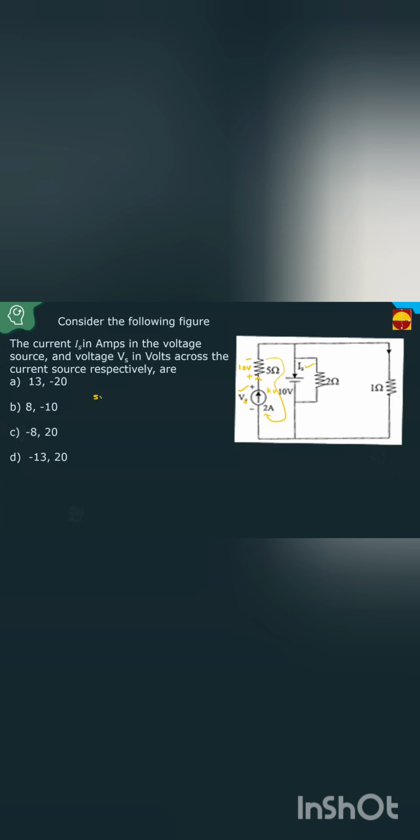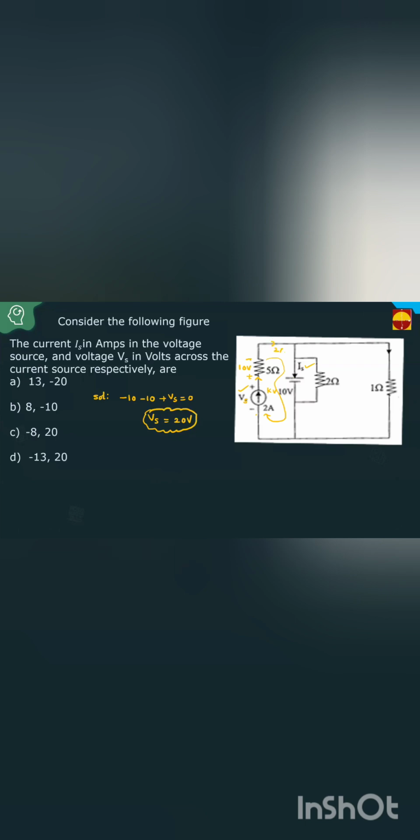Simple answer. Apply KVL. Going positive to negative, it is minus 10. This one, positive to negative, minus 10. Negative to positive, plus Vs, equal to 0. Then from this, what is Vs equal to? 20 volts. I got Vs as 20 volts. Simple.